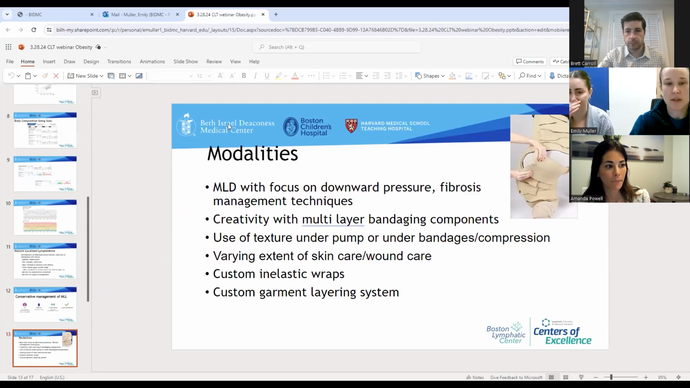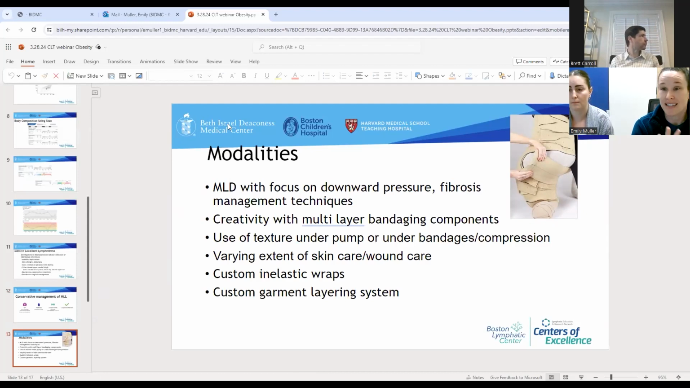A lot of the modalities that we focus on with a patient with MLL include MLD. Oftentimes you're going to need to focus on techniques with your MLD that manage your fibrosis or your tougher areas. Oftentimes with downward pressure, you can get some good drainage that way. Again, be creative with your multi-layer bandaging components or use something like what's pictured on this slide, which is the lobe kit by Circaid. It's an inelastic wrap that's able to accommodate and give good compression for these tricky areas. That's another option. You can use texture underneath a pump or your bandages to soften these more fibrotic areas.